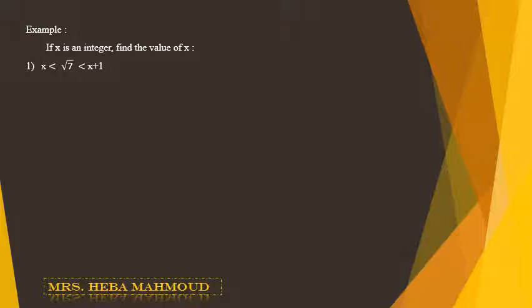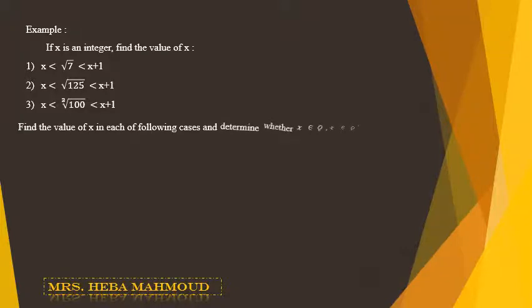So x is the integer number, not the decimal number. So x here is 2 and x plus 1 will be 3. So x equals 2. Try to solve number 2 and 3 by yourself by using the calculator to find the square root in number 2, to find the square root of 125, and then we will take the integer that will be x.